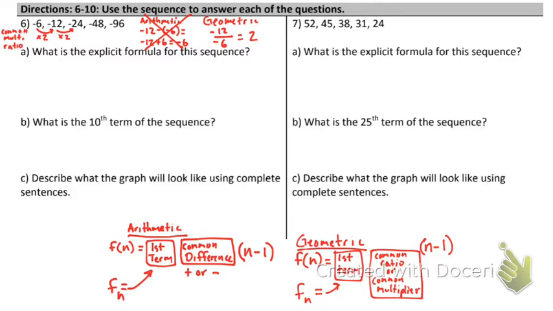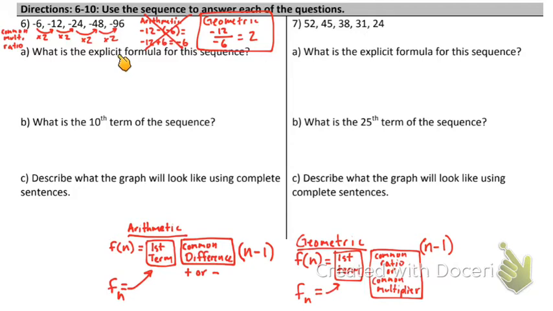Okay, so let's check it. If I multiply -6 times 2, it's -12. -12 times 2, -24. -24 times 2, -48. -48 times 2, -96. We have just found out that since we're multiplying, this is a geometric sequence.